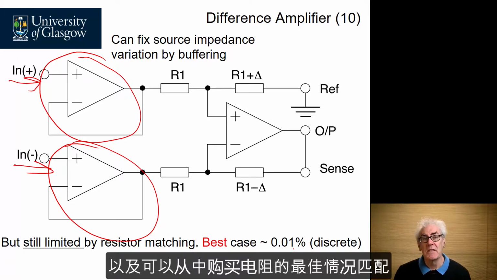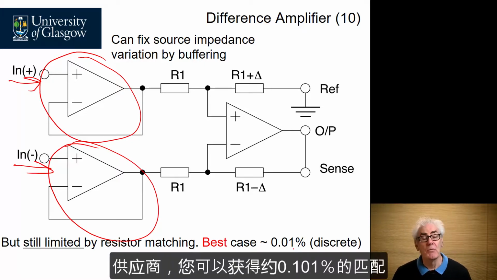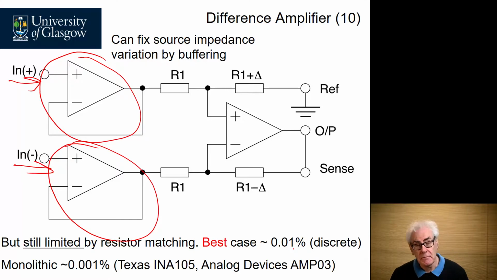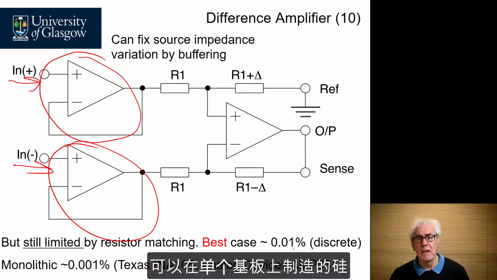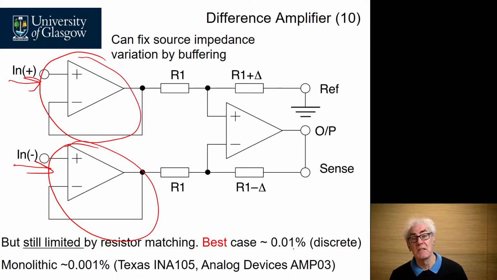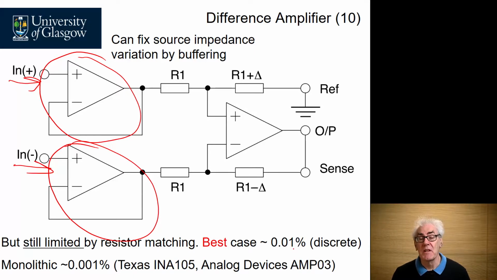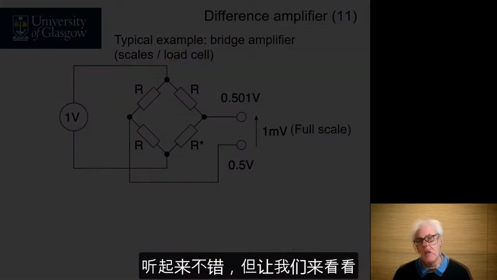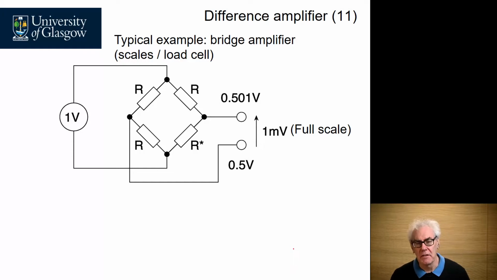And the best case matching you can get for resistors you can buy from suppliers is about 0.01% matching. Whereas if you buy a monolithic solution, i.e. one that's been manufactured on a single substrate, be it silicon or ceramic, such as the Texas Instruments 105 or Analog Devices AMP03, you can get approximately 10 times better performance, because they can control the temperature and the tolerance of all the resistors on their substrate. That sounds pretty good, but let's look at how it performs when you actually apply it to a circuit.